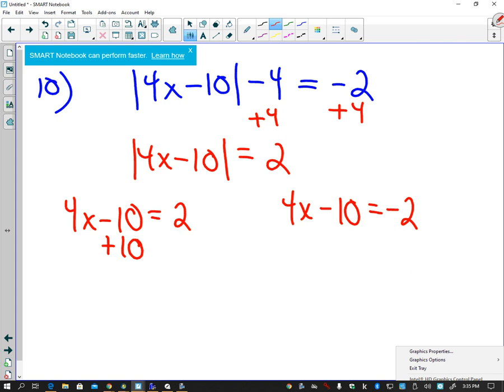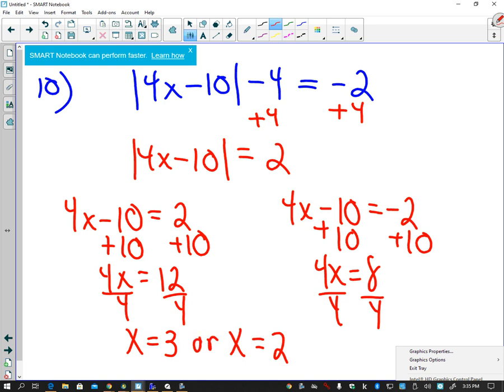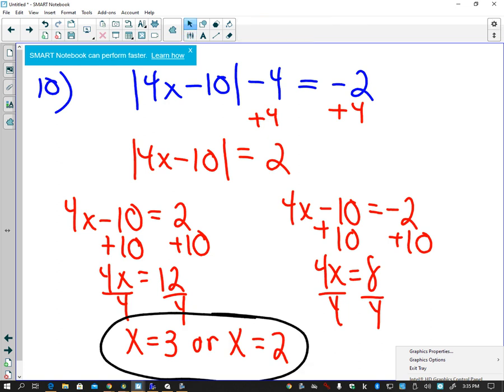Okay, so we're going to add 10 here to both sides. We got 4x equals 12, divide by 4, x equals 3. Okay, over here, add 10, 4x equals 8, divide by 4, x equals 2. So x equals 3 or 2. Okay, so again, we're looking at the process here. Don't memorize the problem, memorize the process.